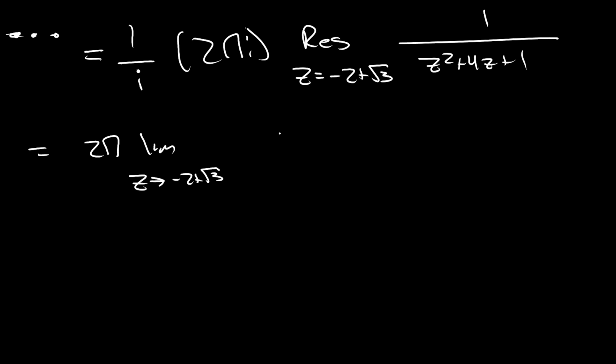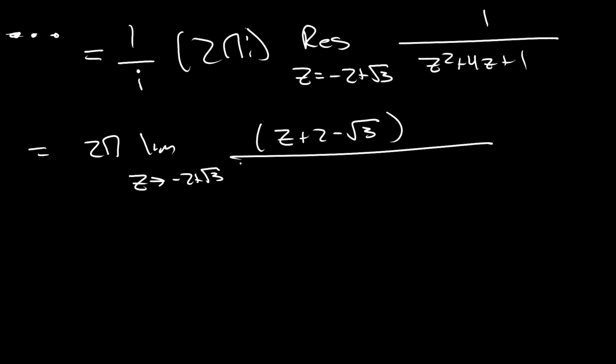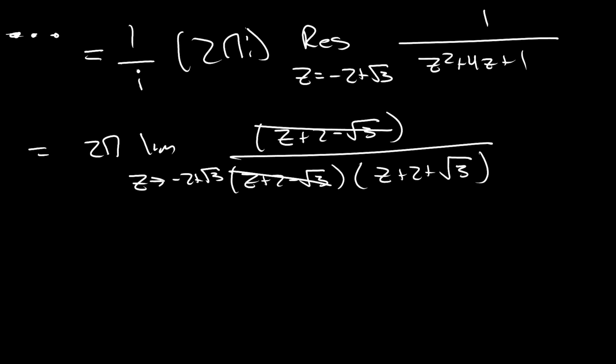And then we're going to have z plus 2 minus root 3 divided by z plus 2 minus root 3 times z plus 2 plus root 3. And you can see these terms cancel out. Then we're just going to take our limit here and evaluate this limit. So when we do that, we end up getting a 2 pi i.